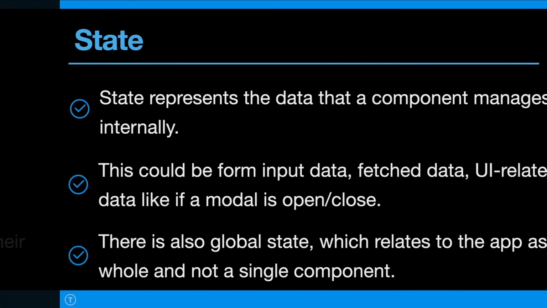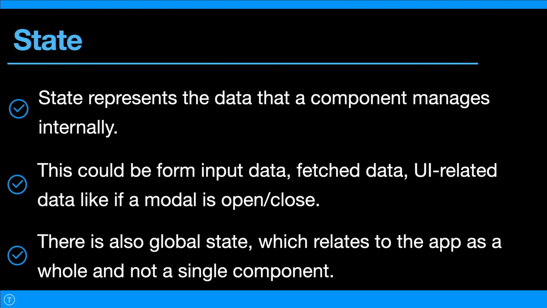Now, state is another thing that you're going to have to wrap your head around when working in the front end. State represents the data that a component manages internally. It allows components to store and manage their own data, which can change over time, and it'll change in response to user interactions or other factors. Now, state is typically used for data that's expected to change, such as user input, fetch data from APIs, or UI-related data, like whether a modal is open or closed.